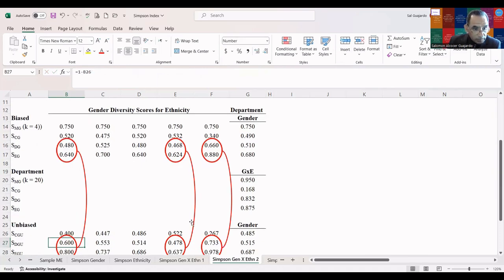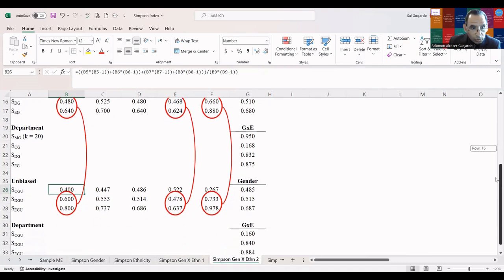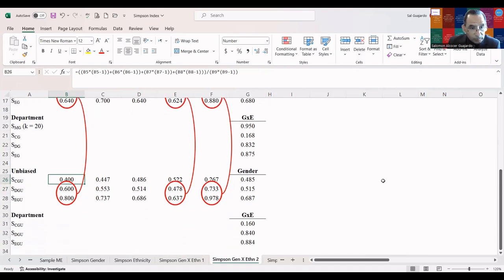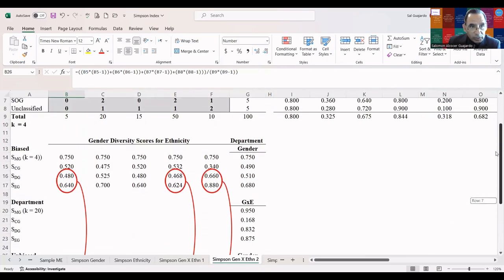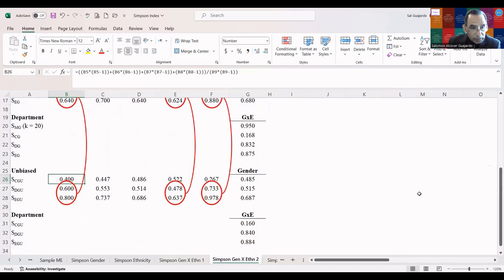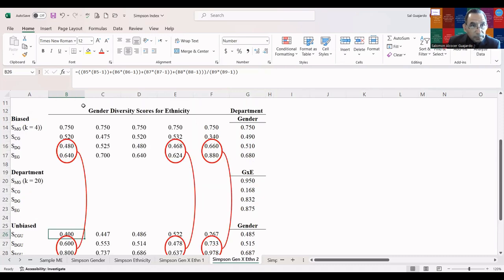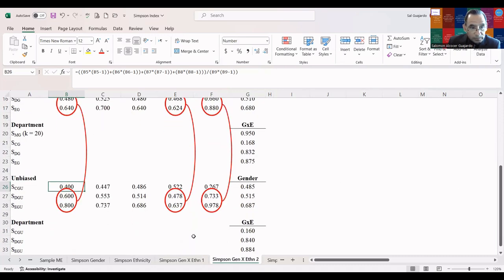That gives me the unbiased concentration score, 0.40. And then when I subtract 0.40 from 1, that's going to give me the 0.6. So that's the diversity score, the unbiased diversity score for the Asian workforce. And then when I divide 0.6 by the maximum possible score of 0.75, that's going to give me 0.80.